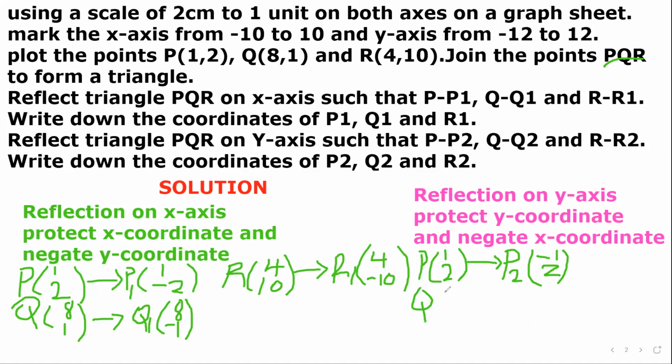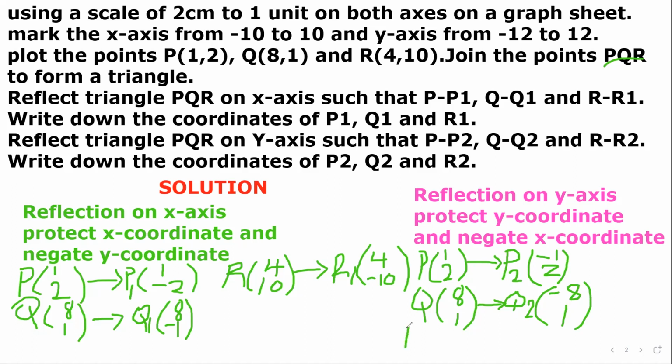The point Q here is formed by 8 and 1, okay? And when point Q here, which is 8 and 1, is reflected on y-axis, the new point name will be Q2, and therefore the new coordinate will be, because you are protecting the y coordinate, you write the 1, because the 1 here is the y, and then you put a negative in front of the x, okay? So you get -8 and 1.